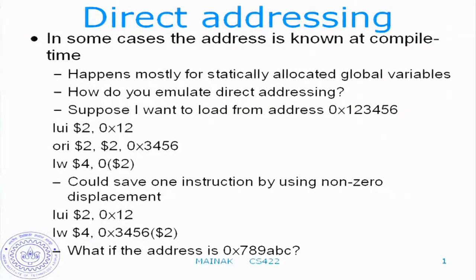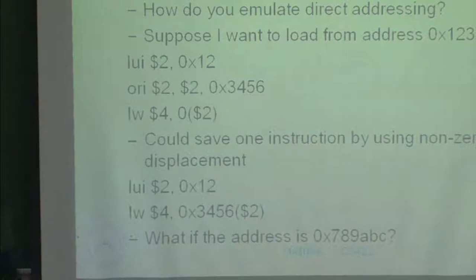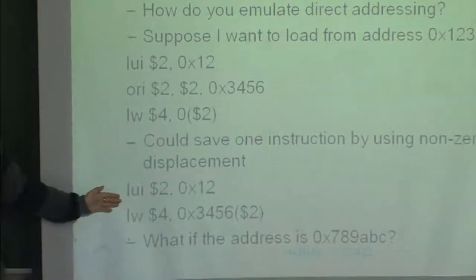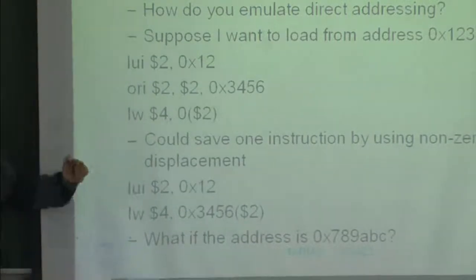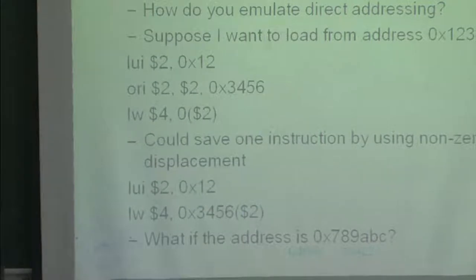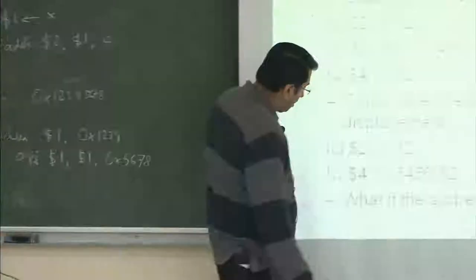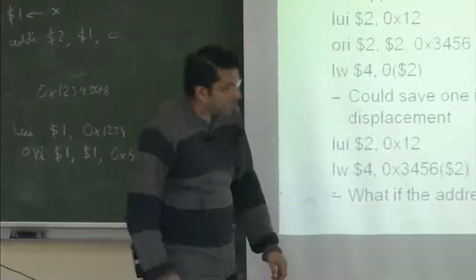Then you can load from $2, boom. Or I could save an instruction by using a non-zero displacement. I could do this also. That's going to be better because it saves one instruction. Clear to everybody?